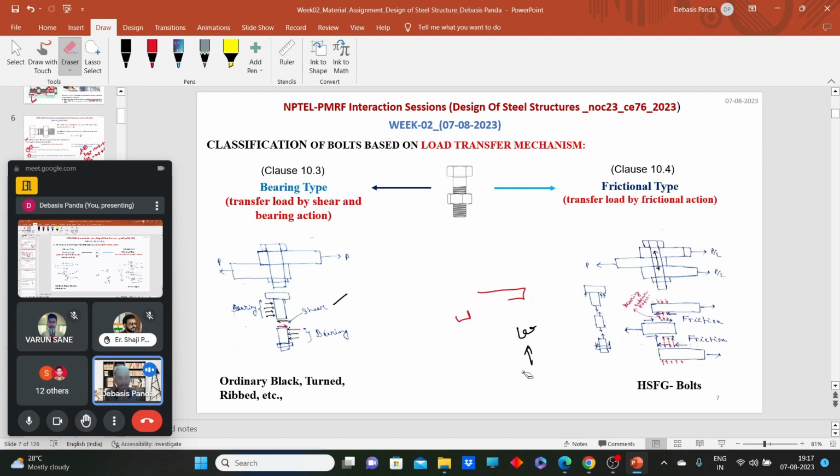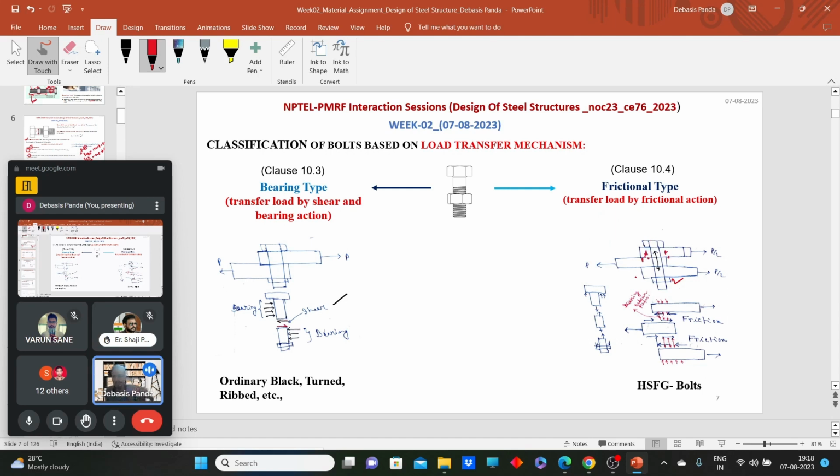Now come to the frictional type of bolt. How does this frictional type of bolt transfer the load? In a frictional type of bolt, what we generally do is introduce pretension to the bolt. That means we tighten the nut up to a certain level so that an initial tension is induced in the bolt. What will that tension cause? That tension will cause compression between the plates.